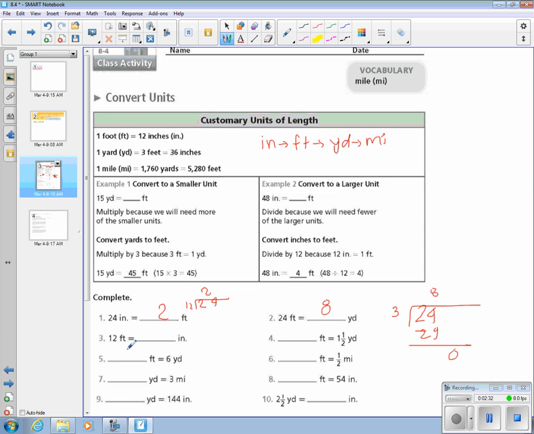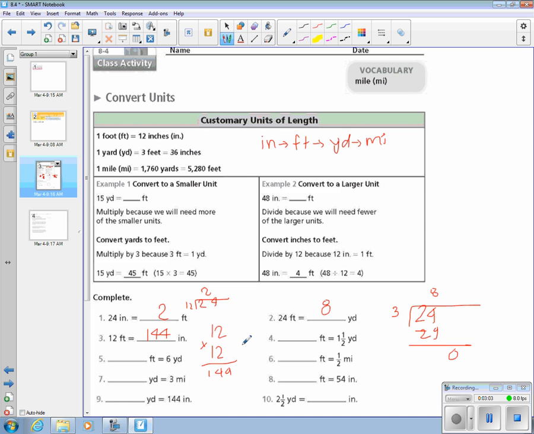For number 3, we will be converting 12 feet into inches. So this one's different. We're going from large to small. So what we will do is we will multiply. Since there's 12 inches in a foot, we're going to multiply the 12 feet by 12 inches, and we will get 144. Okay, and that's a 4. I know, it's hard to tell.